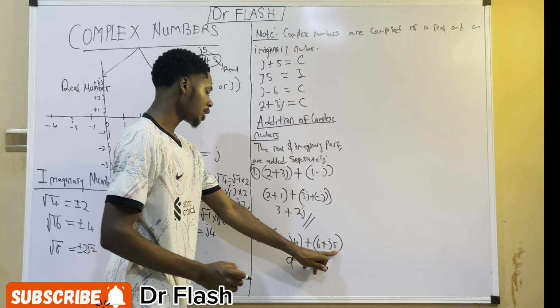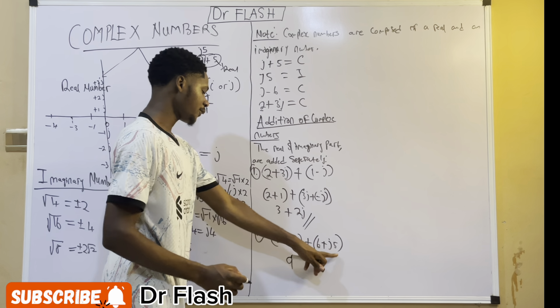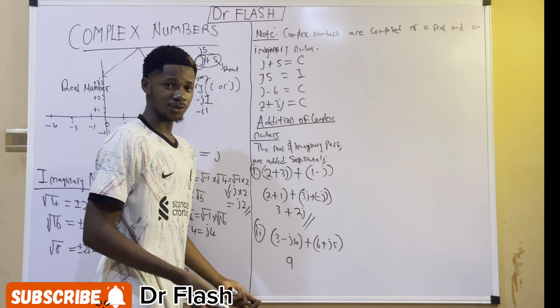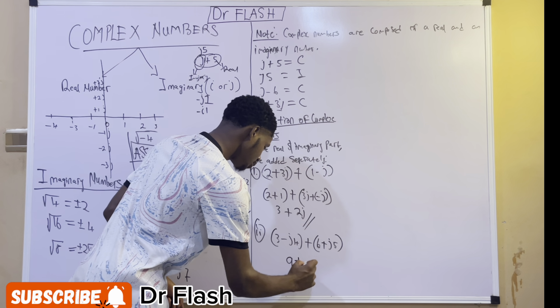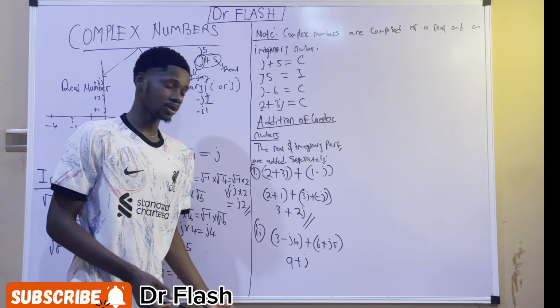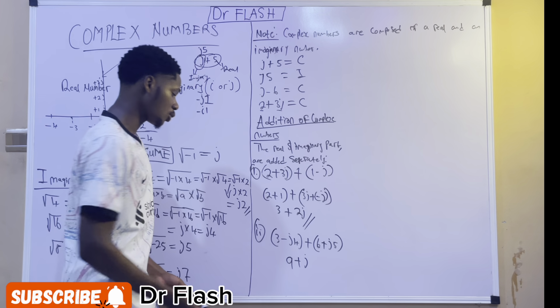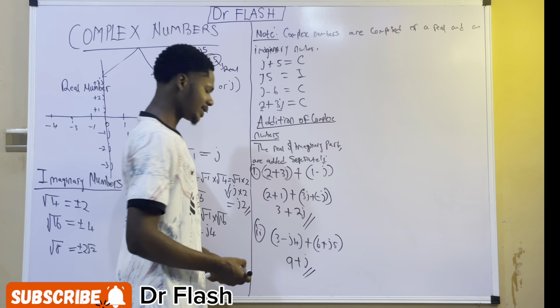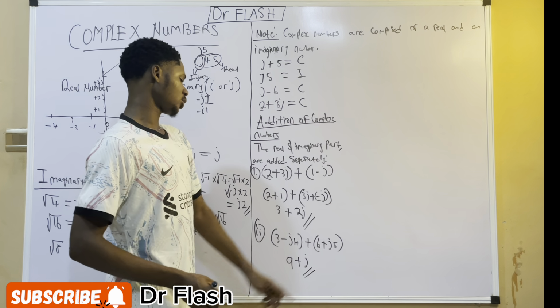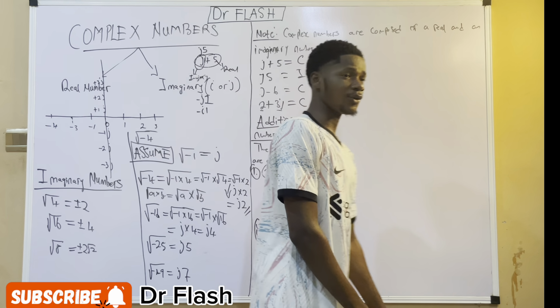Okay, j5 minus j4, that gives us what now? Plus j or j1. Okay, you should know that j is the same as j1. So it's as easy as that. We're having 9 plus what now? j as our answer. Very, very easy.